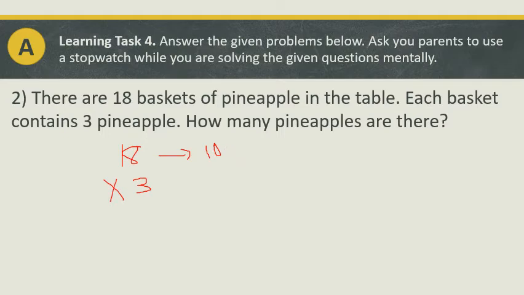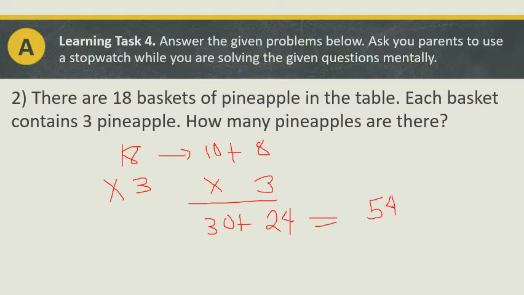plus 8. Then, i-multiply natin sila pareho sa 3. So, ang 10 times 3 ay 30. Ang 8 times 3 ay 24. So, kapag pinagsama natin to magiging 54. So, ito po yung number of pineapples na meron sa 18 baskets. Okay, so ito po ang ating magiging answer.